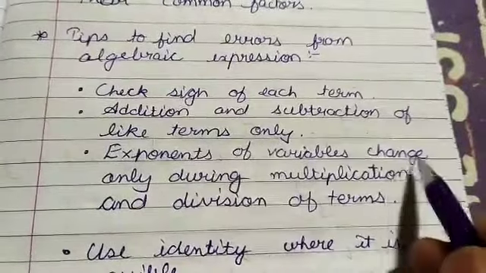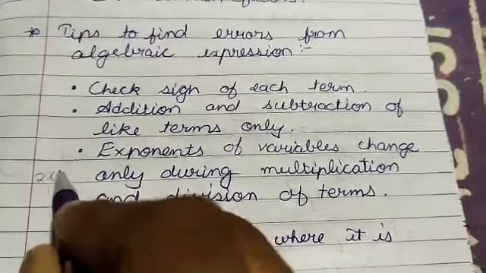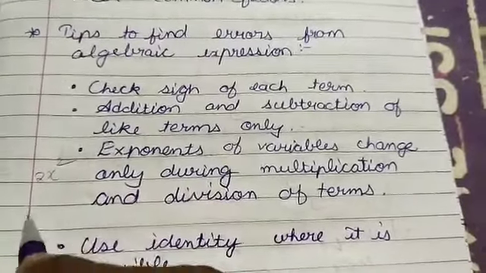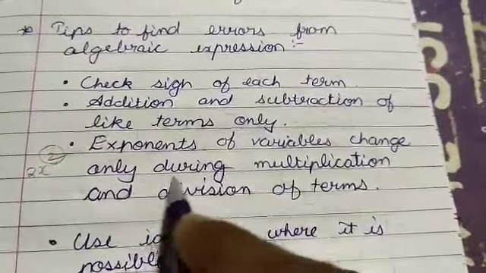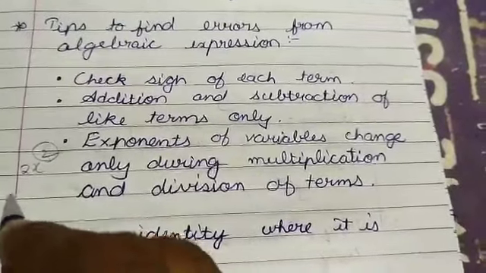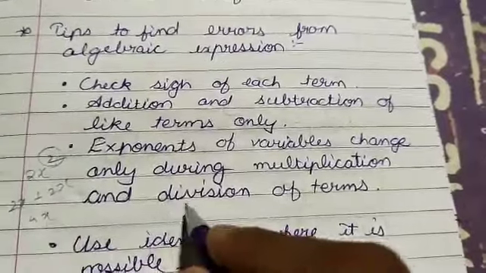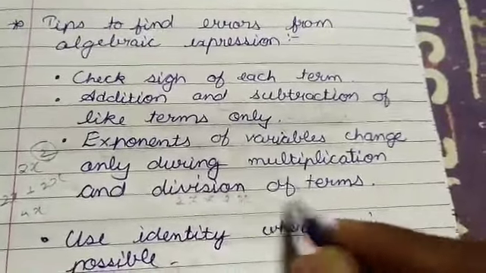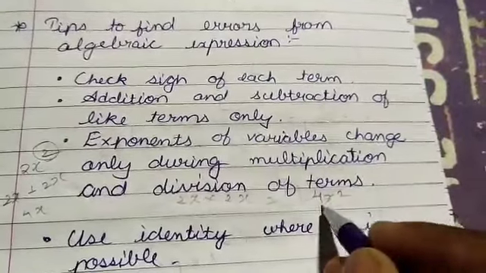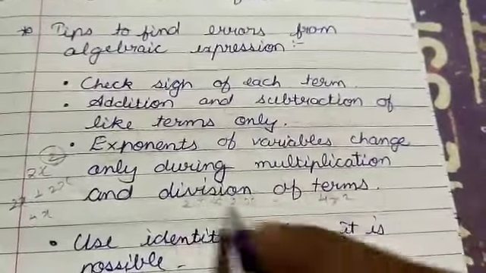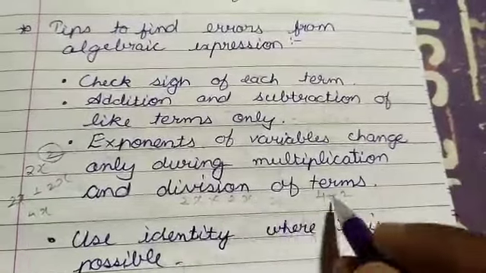The exponent of a variable changes only during multiplication and division of the terms, so we have to see whether the exponents should change. The exponent changes only during multiplication. For example, 2x plus 2x becomes 4x, but 2x multiplied by 2x becomes 4x square, not only x. So we have to see whether the exponent changes during multiplication, and during division we have to subtract.